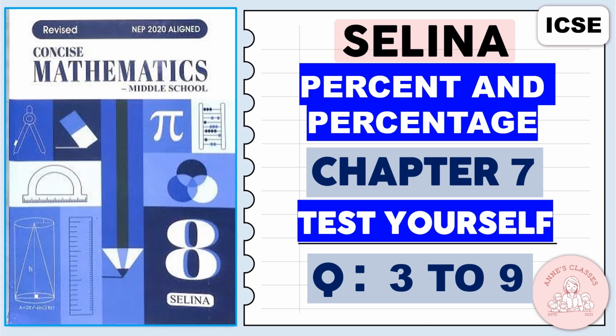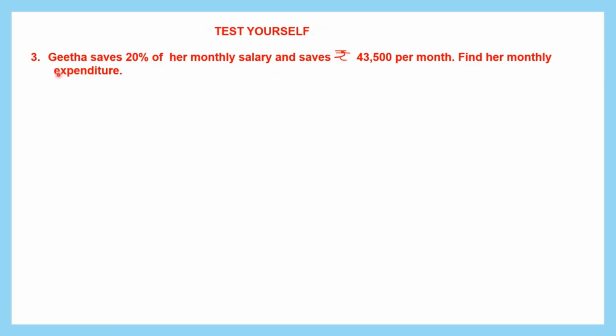Let's do percent and percentage, chapter 7, test yourself. Question 3. Geeta saves 20% of her monthly salary and saves 43,500 rupees per month. Find her monthly expenditure. So here we are told that 20% of her monthly salary, which she saves, is 43,500. Now we don't know what her monthly salary is and we have to find her expenditure. To find her expenditure, we need to know her monthly salary. So first let's find that.